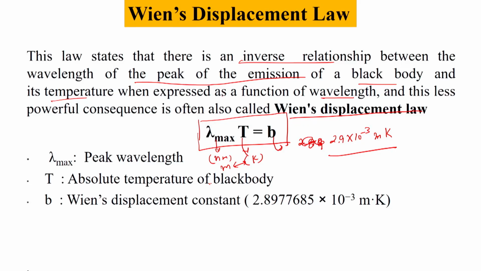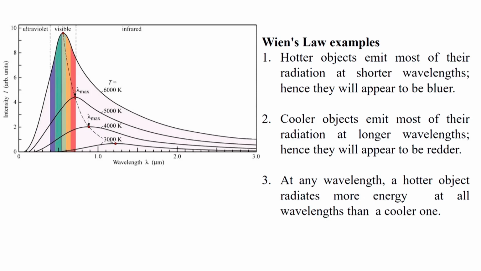Capital T is the absolute temperature of the body. A huge number of digits is given, but you can truncate at any place; 2.9, or 2.90, is fine unless you are very concerned about the exact numbers. This is very important, so just remember lambda max into T is equal to 2.9, and you can straight away write this equation.